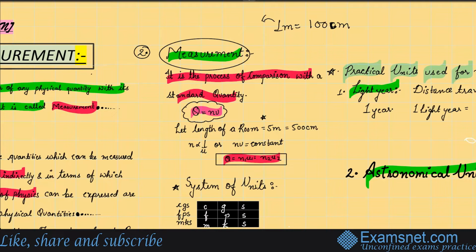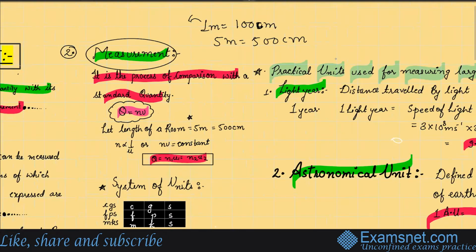So what was the need of this particularly? Like I have taken an example. Let the length of a room be 5 meter. So 5 meter equals 500 centimeter, right? Can you see one thing? This 5 is nothing but your magnitude, basically. This 5 is nothing but a numerical value of the physical quantity.